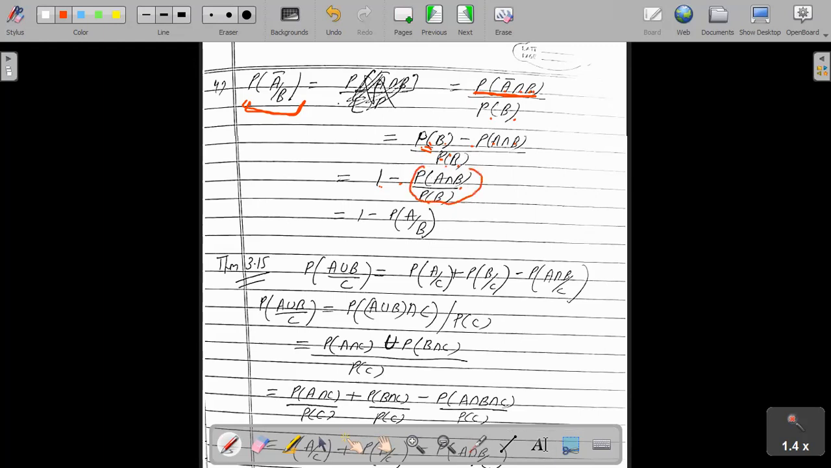So 1 minus probability of A intersection B over probability of B. You see this is probability of A mod B. So 1 minus probability of A mod B. So what we get here: probability of A bar mod B is equal to 1 minus probability of A mod B. Similarly, the next theorem: probability of A union B mod C will be what? Same formula: probability of A mod C plus probability of B mod C minus probability of A intersection B mod C. See, only the mod C comes below, whatever number is in the mod.